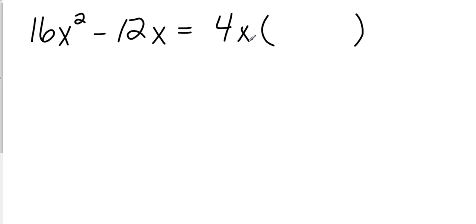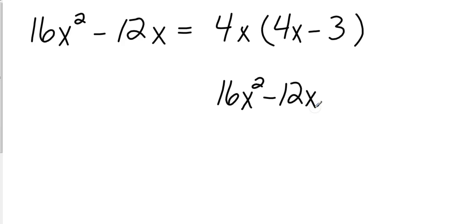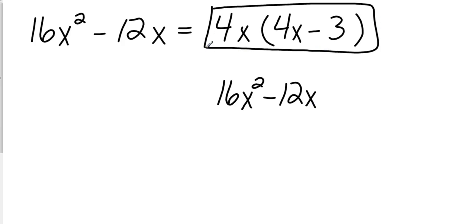Now, 4x times what is 16x squared? 4 times 4 is 16, and x times x is x squared. So 4x times 4x is 16x squared. Bring over my minus sign. And then 4x times what is 12x? That's just going to give me 3. Now take just a second and do the distributive property and make sure you come up with the correct answer. And there we go. Okay, so that's the first kind.